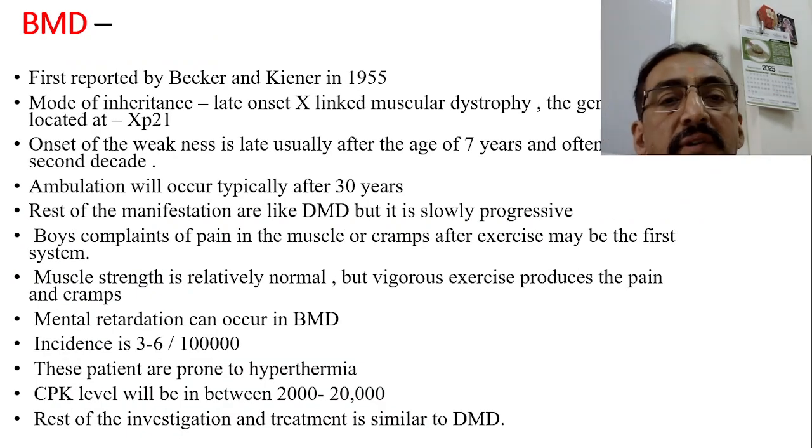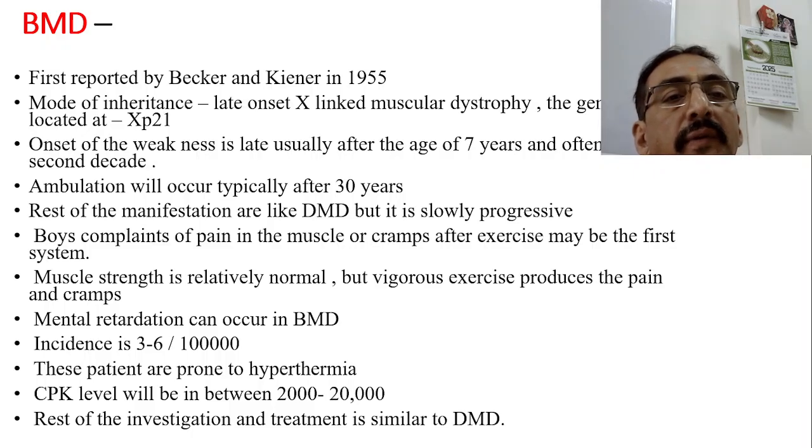Now lastly, a few words about BMD. BMD was first reported by Becker and Kiener in 1955, hence the name Becker's muscular dystrophy. The mode of inheritance is almost the same as that of DMD. It is also an X-linked muscular dystrophy. The gene is located at Xp21.